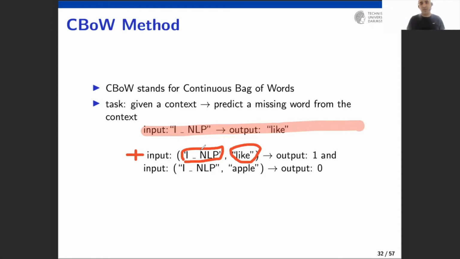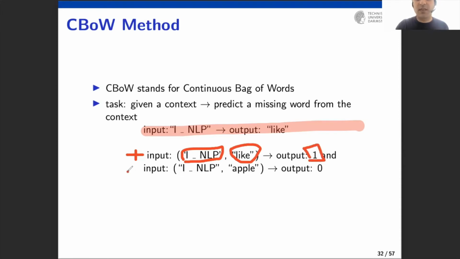So we can easily ask our neural model to predict that. We ask our neural model: we have the context "I _ NLP" and we have the word "like". Just tell me if it is a good word for this context or not. Or if we put "like" here, "I like NLP", does it look like a good sentence or not? Since this is a positive sample, the output is 1.